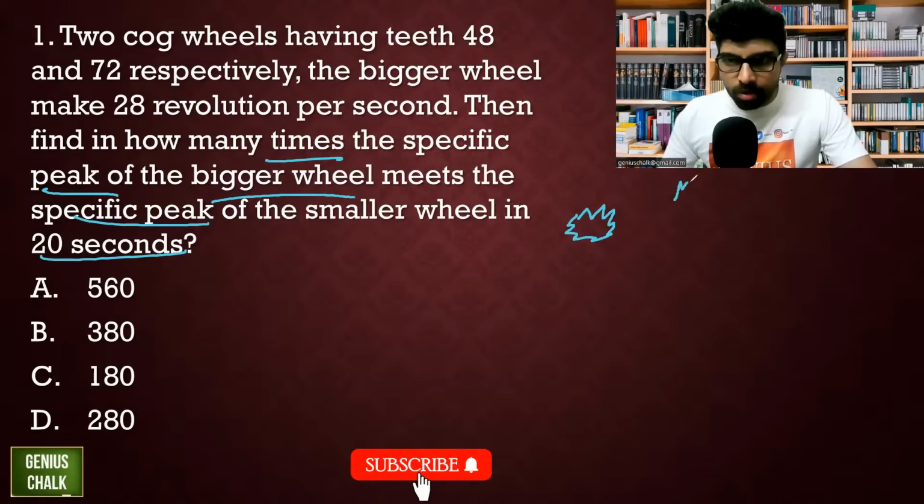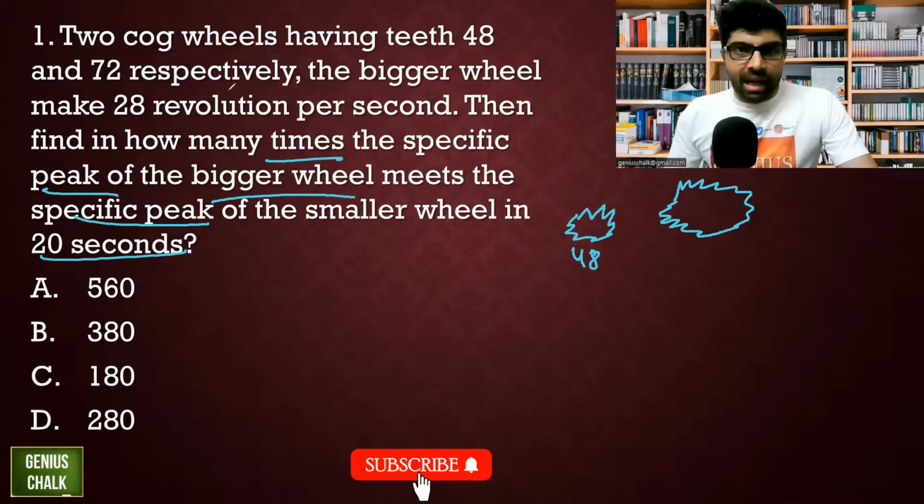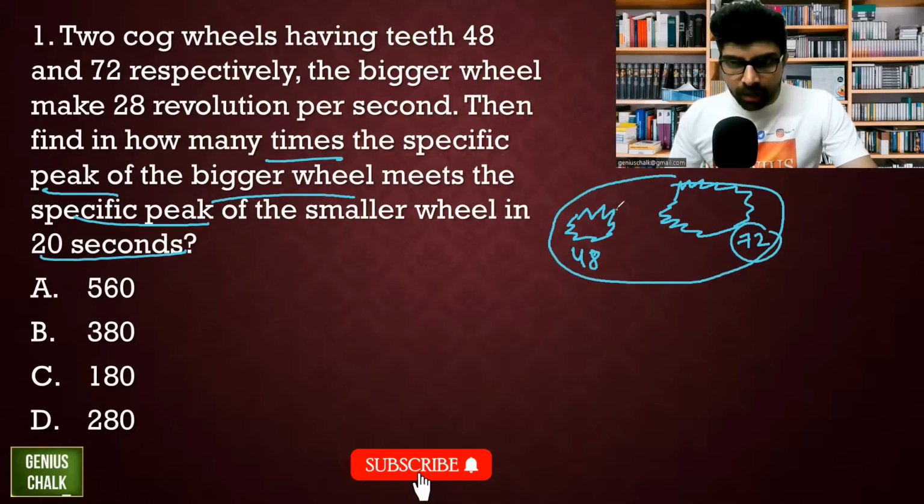Say this is a smaller one, so the bigger one will be of this size. So the first one, which is having 48 teeth, obviously will be the smaller one, and the bigger one having 72 teeth. This is the bigger one. Now, what is given is that this bigger one is making 28 revolutions, and they both are connected. So they both are moving together like this. So this specific peak of this bigger one will touch the smaller one. This is what it is asking, how many times the bigger wheel will meet the smaller wheel in 20 seconds.